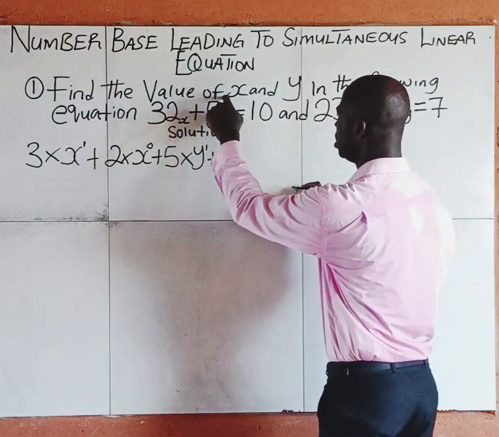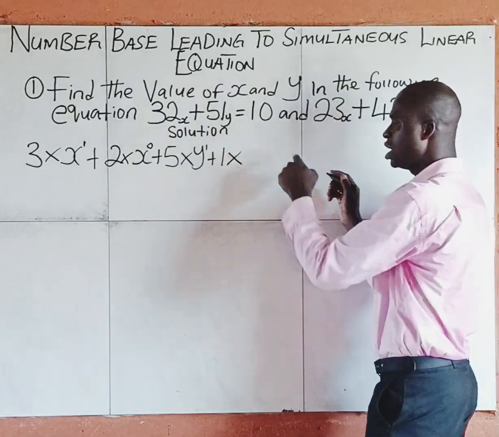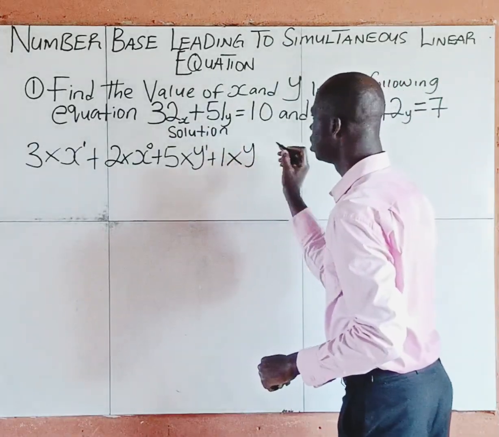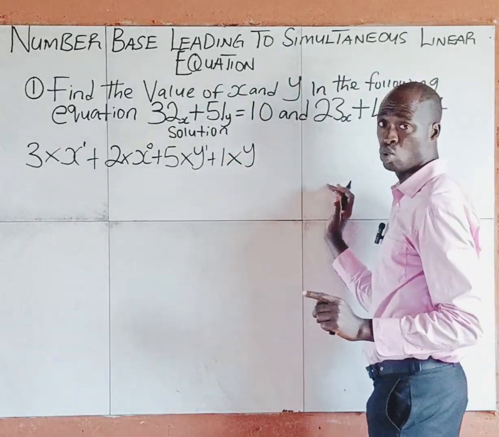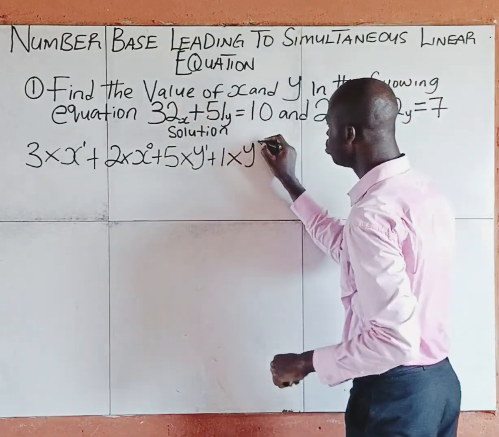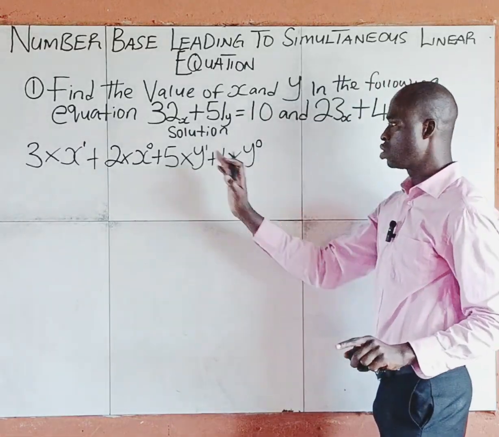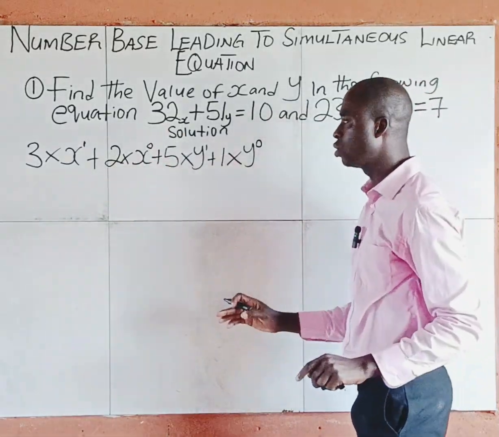Plus, I'm coming to this digit now, which is 1. 1 multiplied by, now, what is my base again? My base is y. After this 1 I'm currently working on, is there any other digit? No. So you say raised to the power of 0. You can see the way I spread that. So let's solve first for equation 1, then we'll go solve for equation 2.